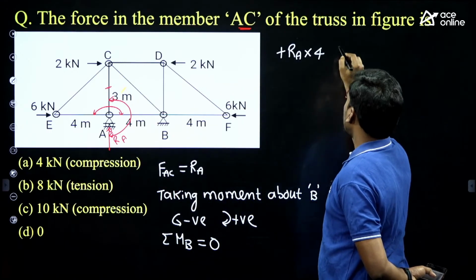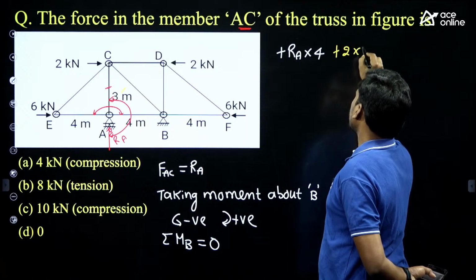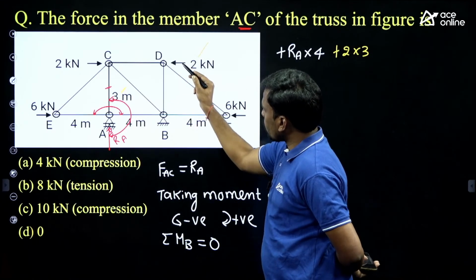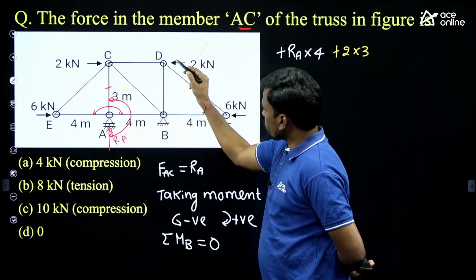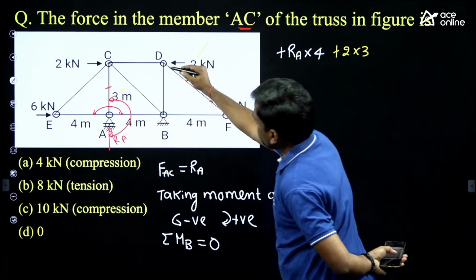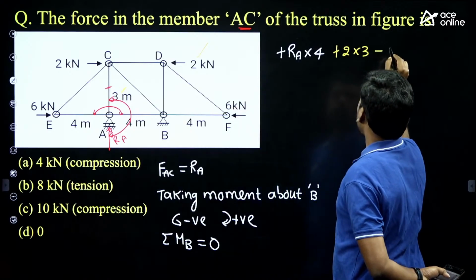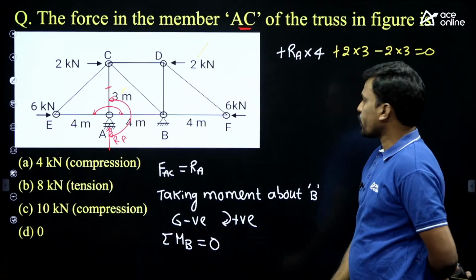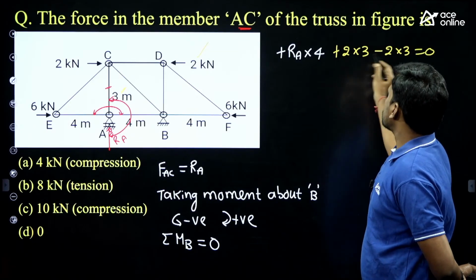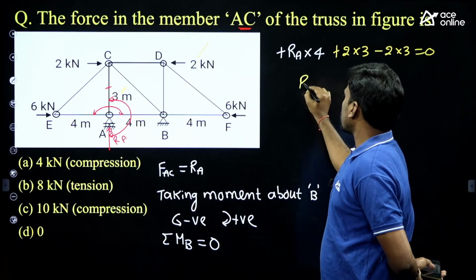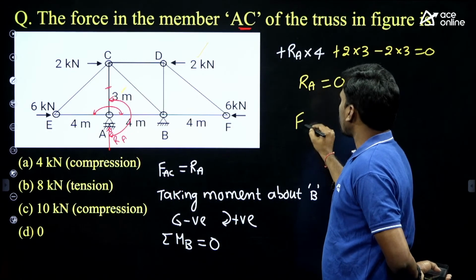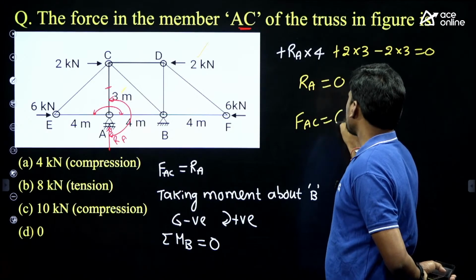So here plus 2 into 3. And these two, are they clockwise or anti-clockwise? Towards support B, this is anti-clockwise. And what is the perpendicular distance? 3. So minus 2 into 3 equals 0. Then here plus 6 minus 6, then what is the reaction RA? It is 0. Now the force in member AC equals 0.